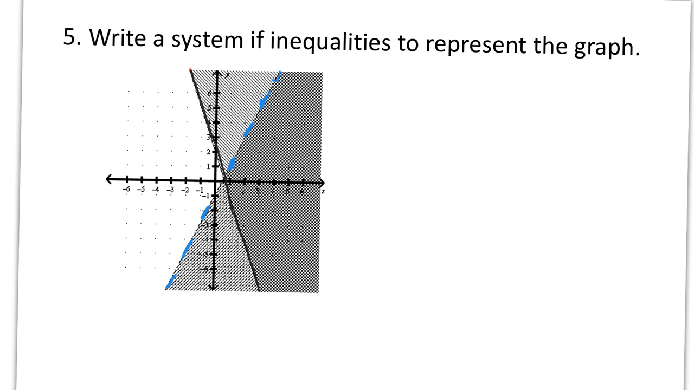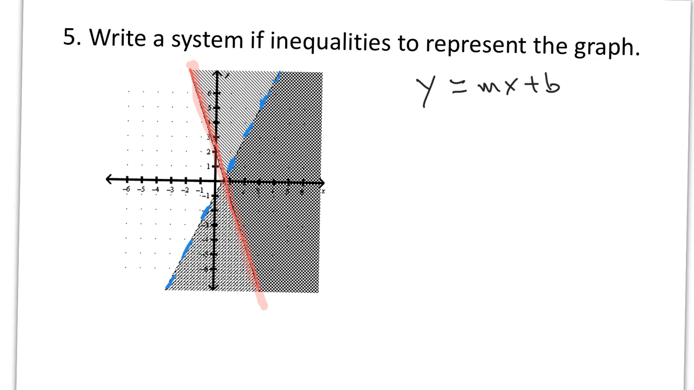I am going to find the inequality for the blue. Oh, no, let's change the color. Red. This is going to be red for the red line right here. So how to do that? Well, remember that we do have one form that is called the slope-intercept form. So we have y equals mx plus b. But guess what? We are not going to have an equal sign on this one.